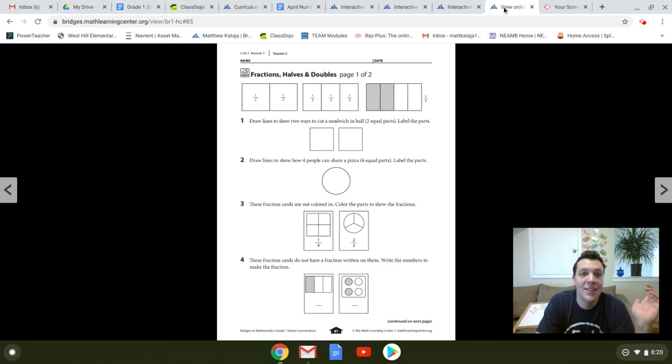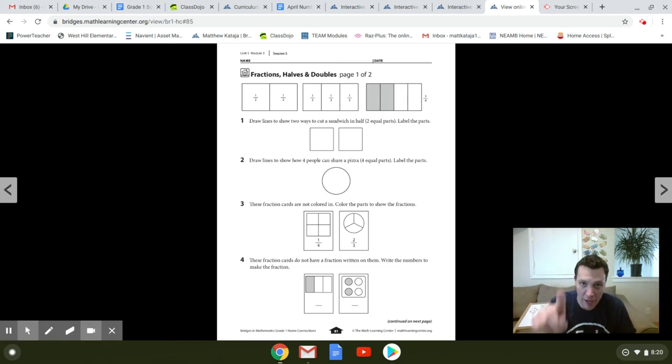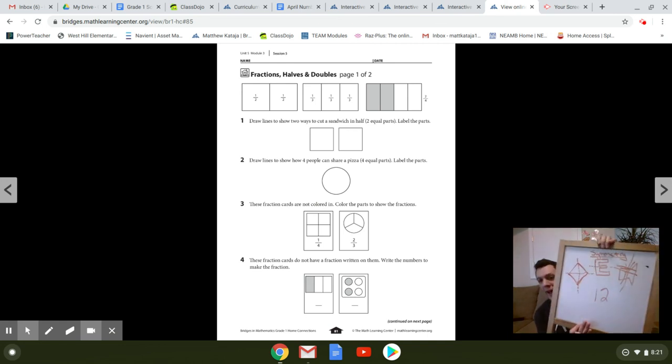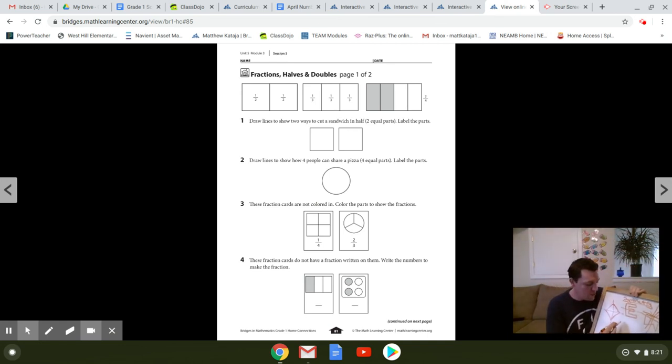Now, this is your worksheet for today. I'm pretty sure it is. I know it is. So this should be your home connections. You're talking about halves and doubles. And remember, draw a line to show 2 ways to cut a sandwich in half into 2 equal parts and then label the parts. When we're writing a fraction, I see so many students make the mistake of they'll write a fraction like this, like they'll just write the number 12 instead of 1/2, or they always do this.